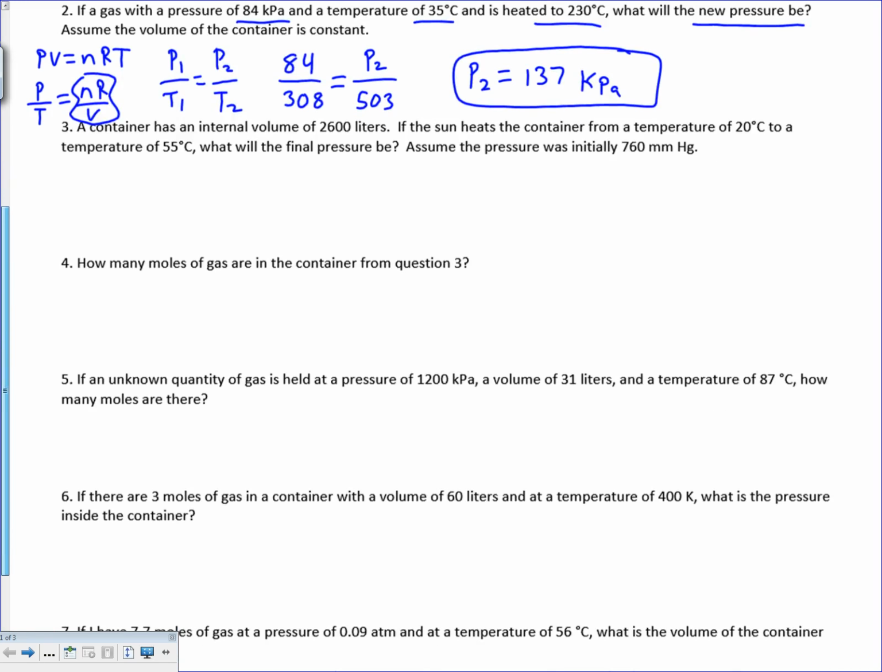For problem number 3, this one says a container has an internal volume of 2,600 liters. The sun heats the container from a temperature of 20 degrees Celsius to a temperature of 55 degrees Celsius. What will the final pressure be? Assume that the pressure was initially 760 millimeters of mercury. So when you read this, it definitely looks like this is one of those cases where something's changing. And you have to ask yourself, what's changing? So think about that for just a second.